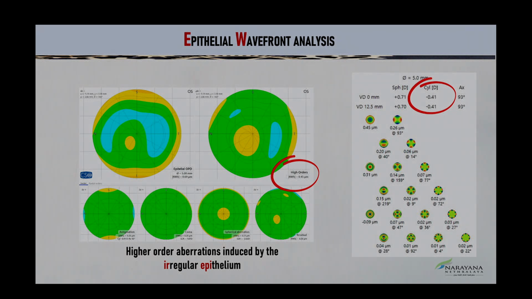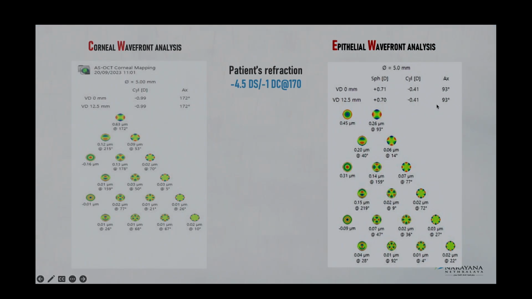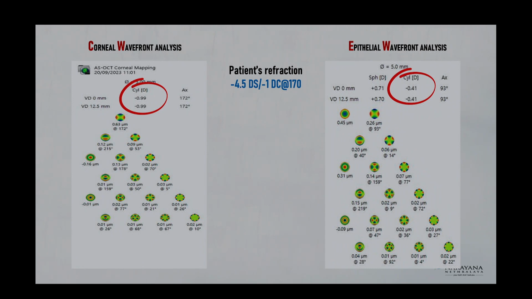So it's not just the total corneal aberrations; the aberrations may come from the epithelium as well. An irregular epithelium is a sign of high aberrations, and if you go out and do a treatment on these patients, post surgery you may land up with a high induction of these aberrations.